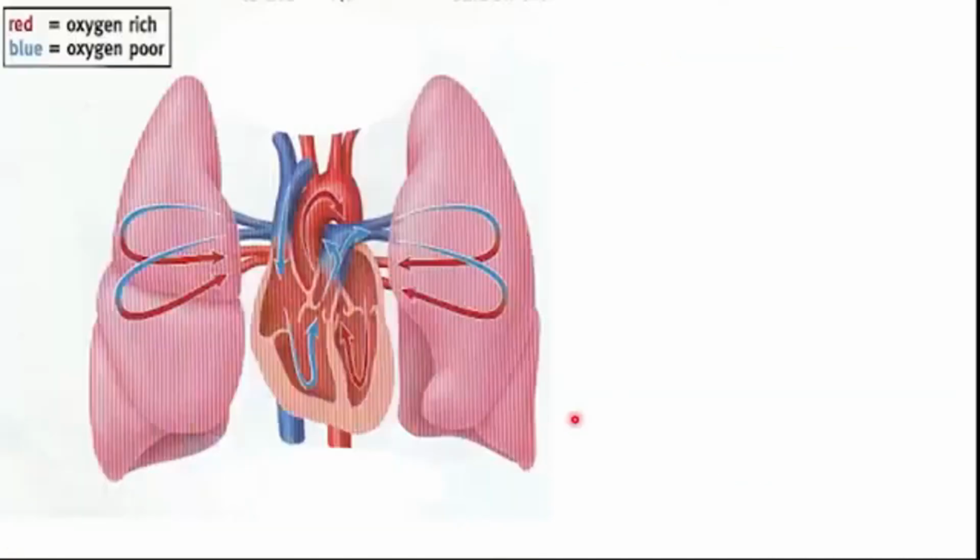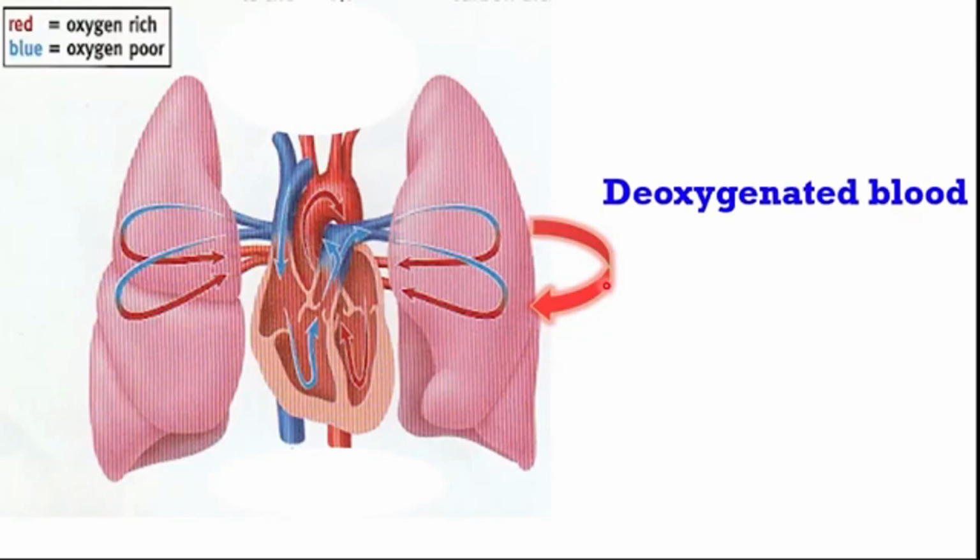How can we differentiate the oxygenated and deoxygenated blood? In the respiratory system, we have already learned that oxygenation of blood occurs at the lungs region. Lungs are our respiratory organs. The heart always supplies or pumps deoxygenated blood to the lungs. Inside the lungs, oxygen is added to the blood and carbon dioxide is removed. Then that oxygenated blood from the lungs reaches the heart. So the heart supplies deoxygenated blood to the lungs.